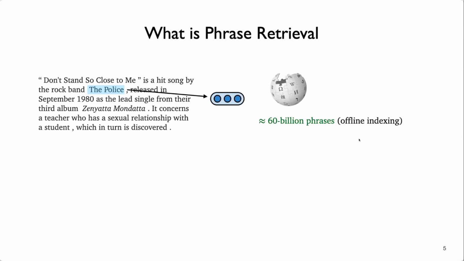So if we consider a large corpus such as English Wikipedia, and all the phrases up to 20 words, there will be roughly 60 billion phrases that we need to encode and index offline first.